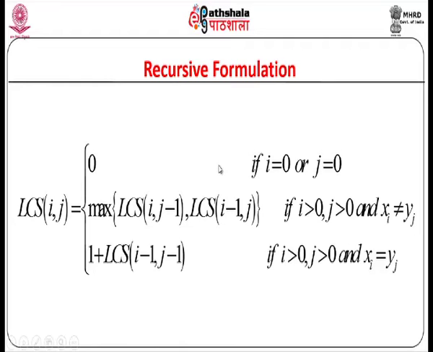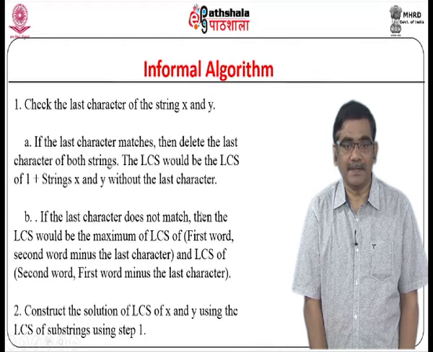So, putting all the definitions together, we can form the recursive formulation. If i equal to 0 or j equal to 0, in other words, this is going to be an empty string, then the match is going to be 0. If the characters do not match, it is going to be the max. Otherwise, if the characters match, it is going to be the LCS of i minus 1, j minus 1 plus 1. This is the recursive formulation.